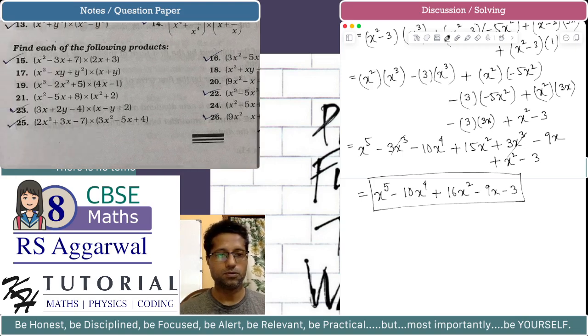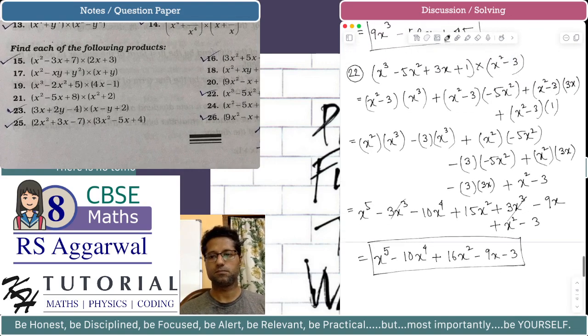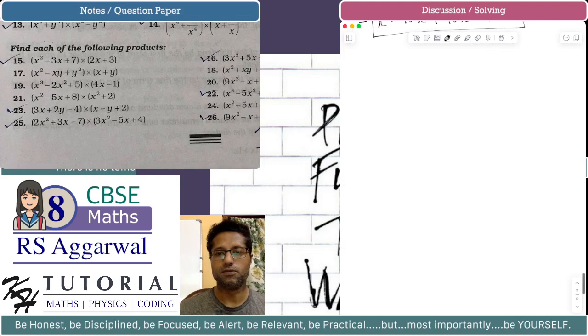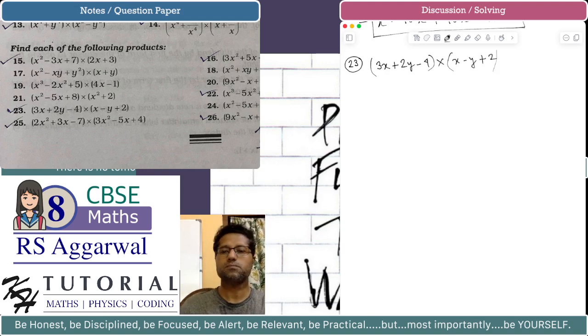Okay, let's do problem number 23. Problem number 23 is a product of two polynomials, where each polynomial is an algebraic expression having three terms. So we have 3x plus 2y minus 4 multiplied by x minus y plus 2.